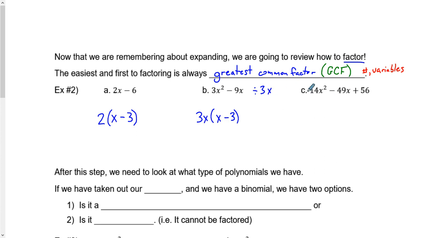For me, I don't even necessarily require you to write down what your greatest common factor is, because in this one it's 7. By simply writing your greatest common factor there, you're set. 14x squared divided by 7 is 2x squared. -49x divided by 7, -7x. +56 divided by 7, +8. There we go. And we're done. That's it.